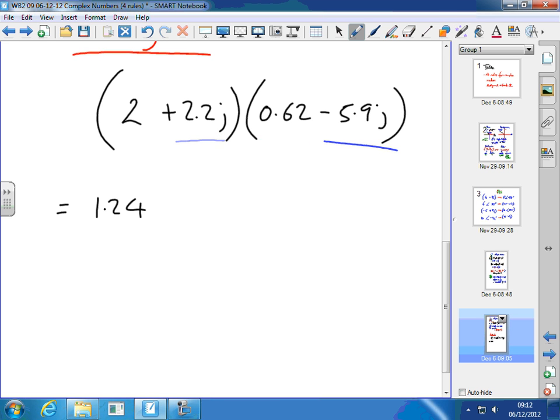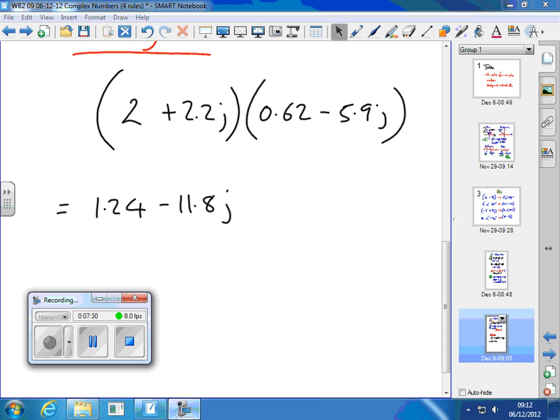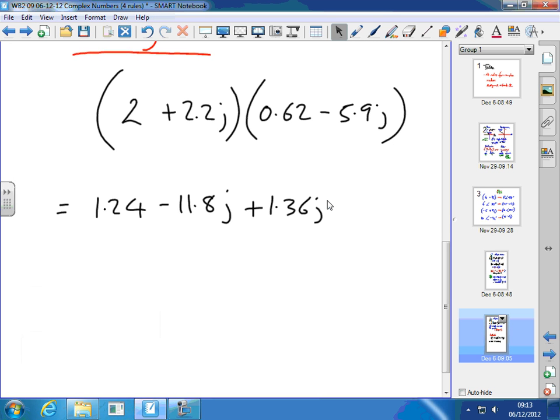So 2 times minus 5.9 is minus 11.8j. 2.2 times 0.62 is, so that's plus 1.36j, and then 2.2j times minus 5.9 is minus 12.98 j squared, because j times j is j squared. Okay?